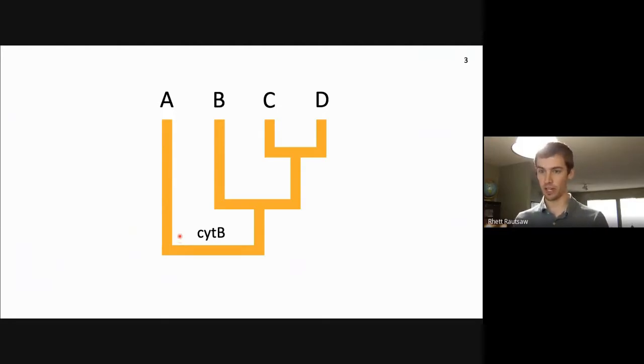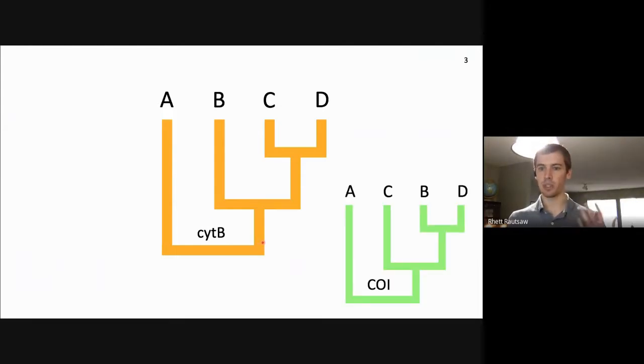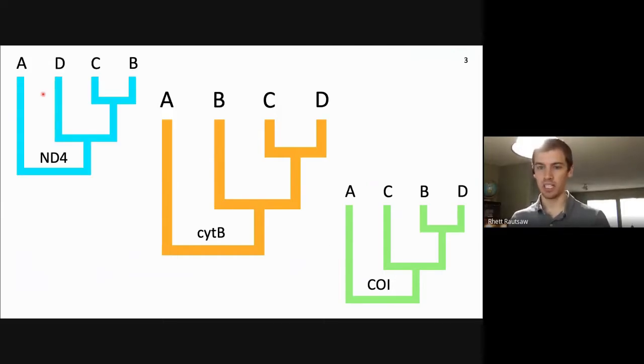And this was great. But as the cost of sequencing decreased, biologists began to discover a little bit of a problem. If we sequenced more genes, we often recovered phylogenies that disagreed with one another. So here's another phylogeny with CO1. Here's another phylogeny with ND4, and they all have these different topologies. So now we have three different hypotheses for the evolutionary history of this group, and the question becomes, which tree is the correct tree?